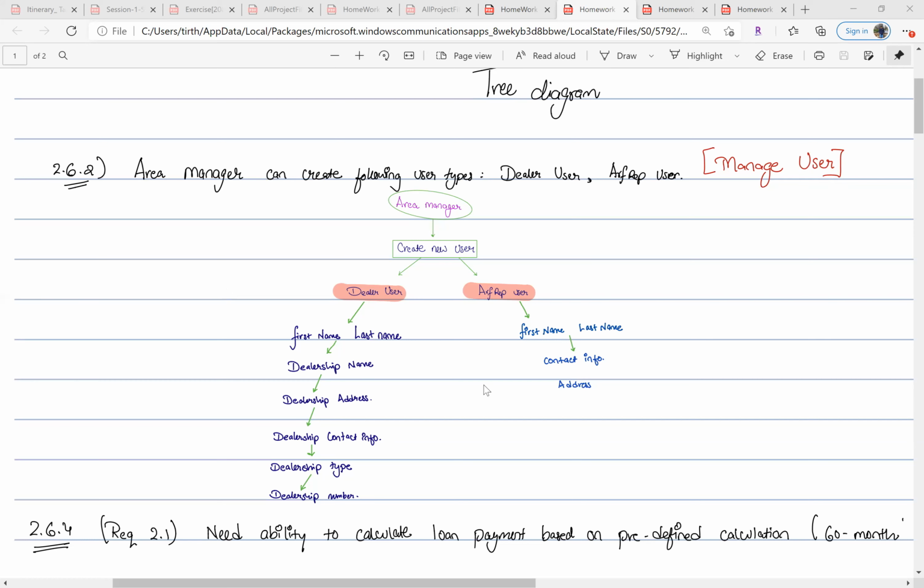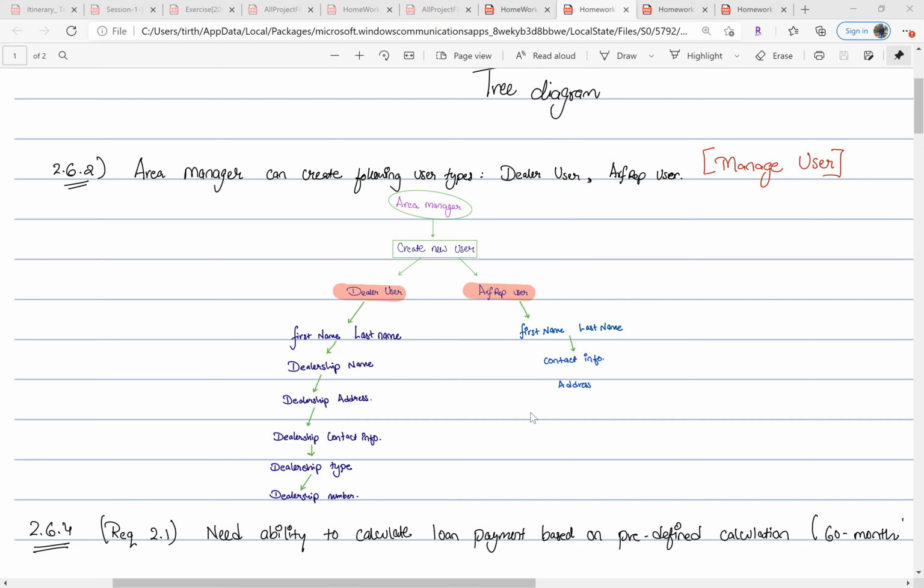Basically, I see it as the area manager can create a user, of two different types: dealer user and rep user. The dealer user goes through their name, dealership address, contact, dealership type, and their number. While for the rep user, I didn't know much, so I just said first name, last name, contact info, and address.